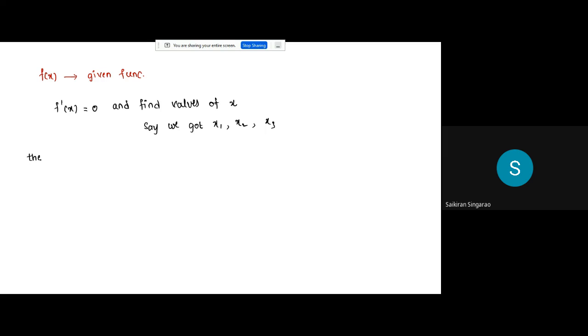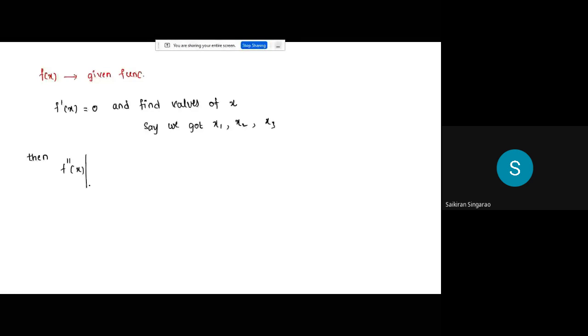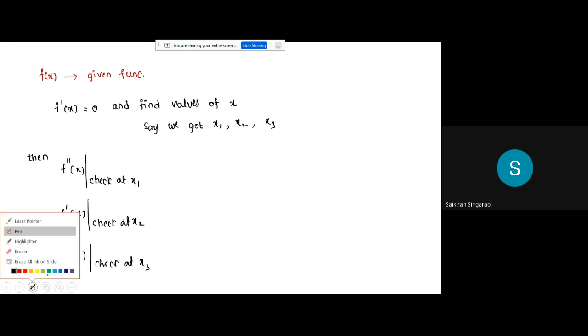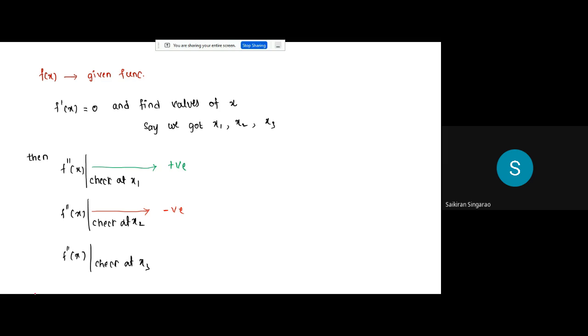Then you do f double dash of x and check at x1, at x2, at x3, right? Now just imagine that this fellow is coming positive. Just imagine this fellow is coming negative. Just imagine this fellow is coming 0.